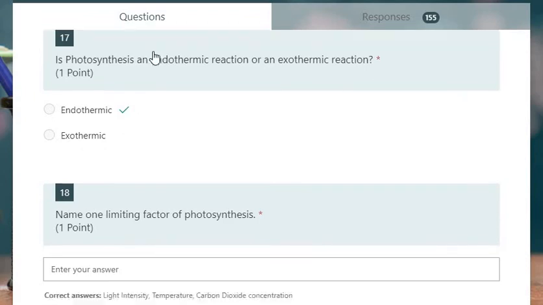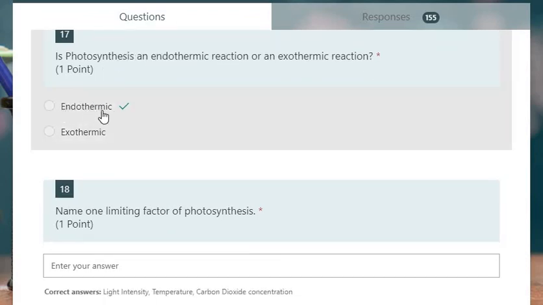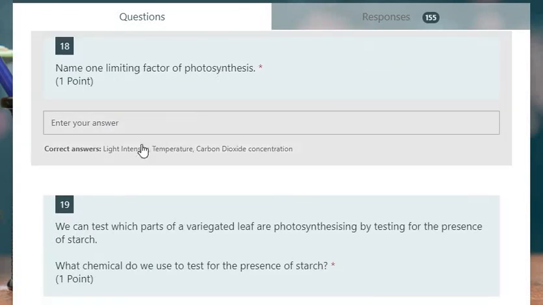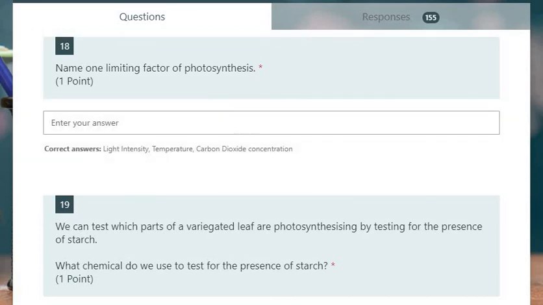Okay, number 17, photosynthesis is endothermic. Remember, endothermic is about taking in energy. Photosynthesis is taking in light energy to happen. 18, a limiting factor of photosynthesis. There are 3 options: light intensity, temperature, or carbon dioxide concentration.